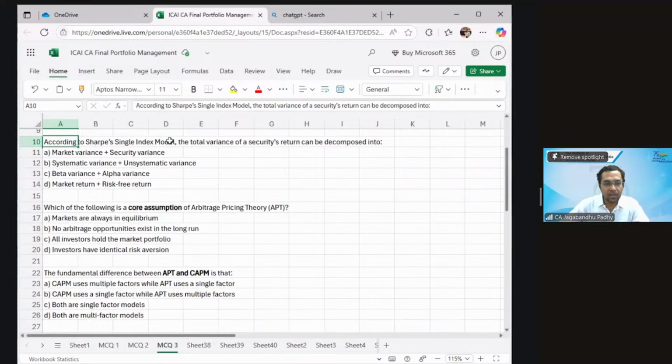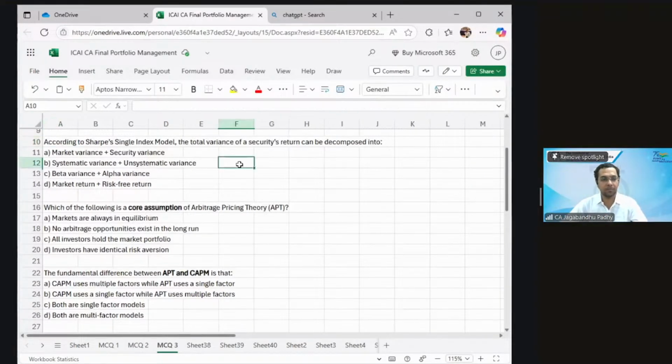Okay, then second one. According to Sharpe single index model, total variance of a security can be decomposed into... you should be able to answer. Total variance can be systematic plus unsystematic risk.